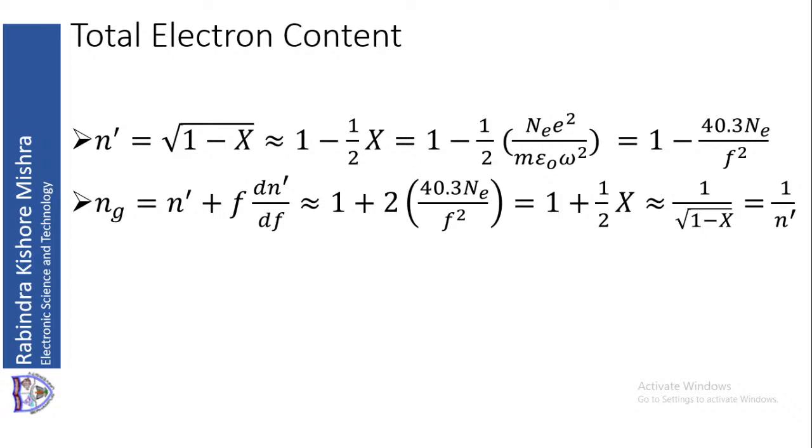Using those values, you will get this. It will be equal to 1 plus 2 × 40.3 Ne by f square, which is equal to 1 plus 1 by 2 x. And that you can also write as 1 plus 1 by 2 x is 1 upon root over of 1 minus x. How is that? Again binomial expansion. 1 upon root over of 1 minus x is 1 minus x to the power minus 1 by 2, which is 1 plus 1 by 2 x approximately. So 1 plus 1 by 2 x, and that comes.